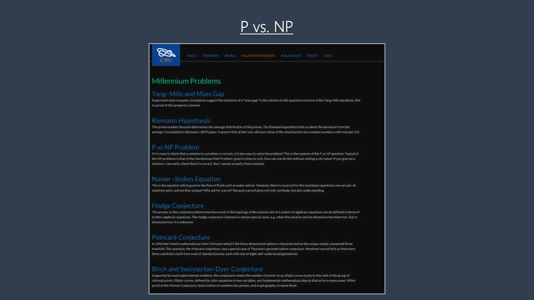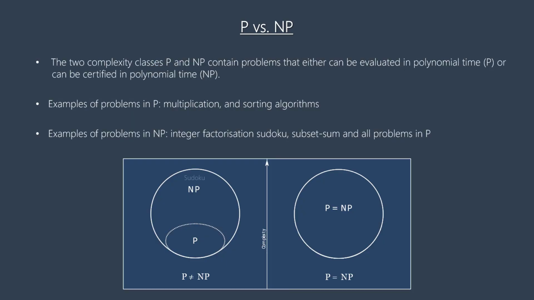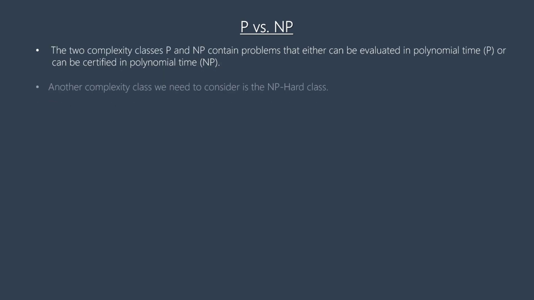P versus NP is the most famous, most significant, unsolved open question in all of computer science theory right now. This question is quite literally a $1 million question, since it is in the set of millennium problems who offer a $1 million cash prize to whoever answers this question and many other questions posed in the turn of the millennium in 2000. Another complexity class we need to consider for this video is the NP-Hard class.